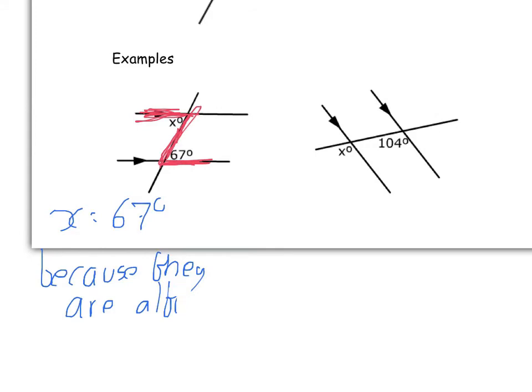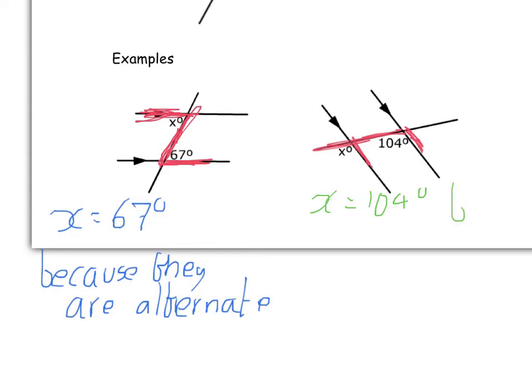And if we do the same on the second example and draw a line where our 140 is and carry it on down to where we're looking for, we'll see that it forms an F shape. And F shapes are corresponding angles and they're the same. So x in this case is equal to 104 degrees because they are corresponding.